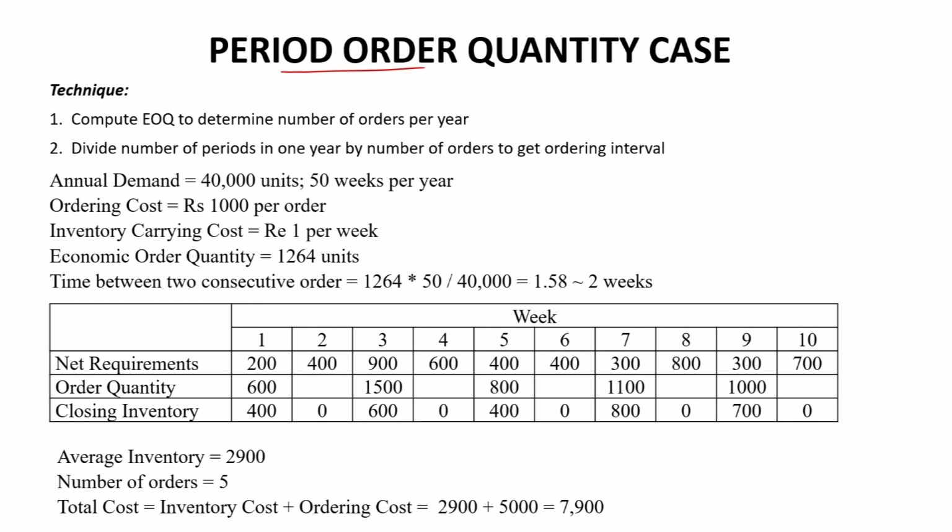Now, coming to the third method of ordering, that is the periodic order quantity. What we do in this case is, we draw from the previous case of economic order quantity. You will find that our order size, the EOQ, was 1264 units. So, how many orders per year, or what is the time between two consecutive orders?